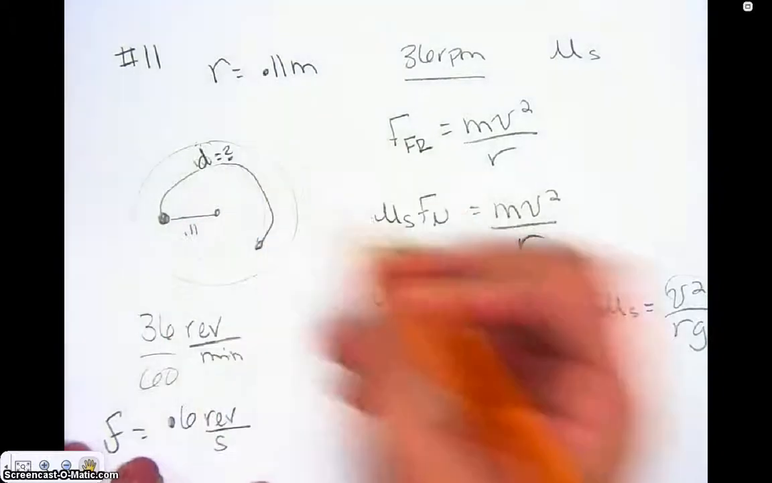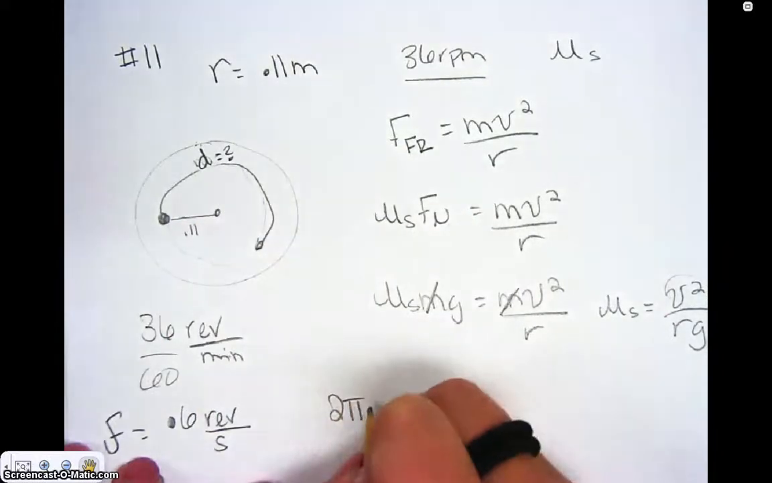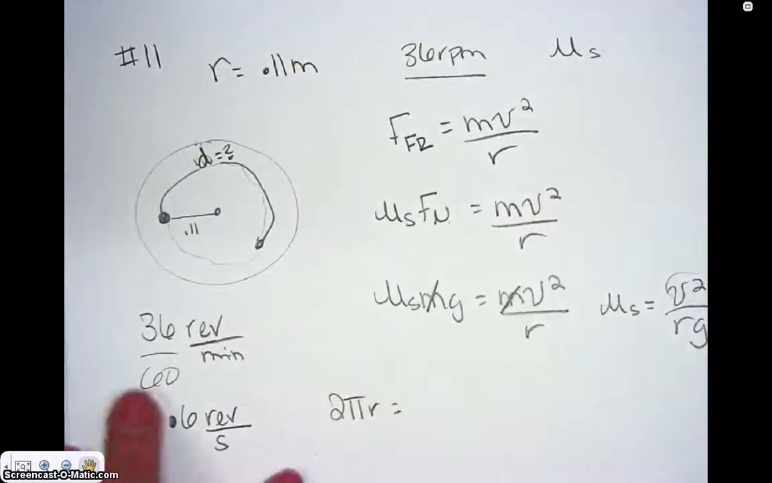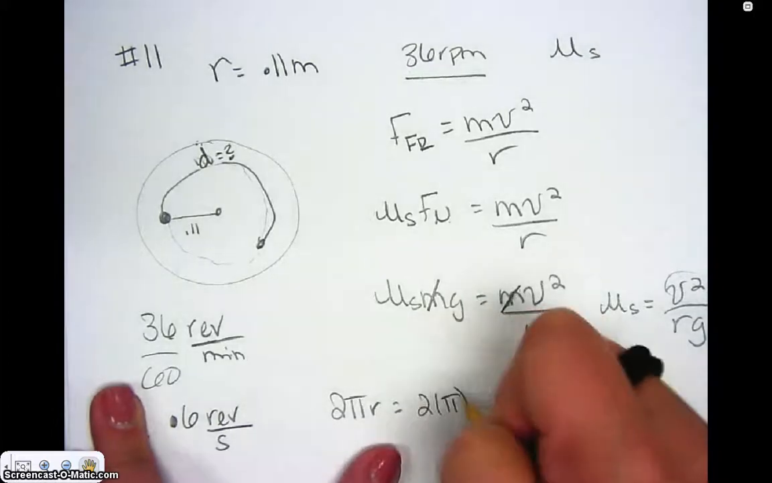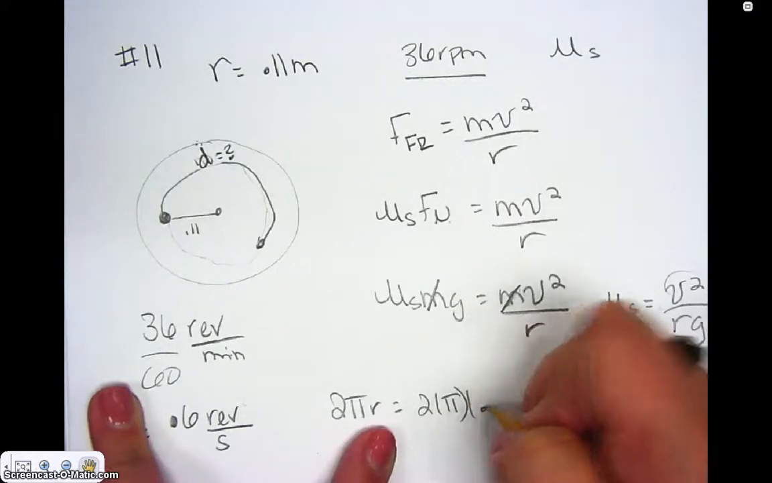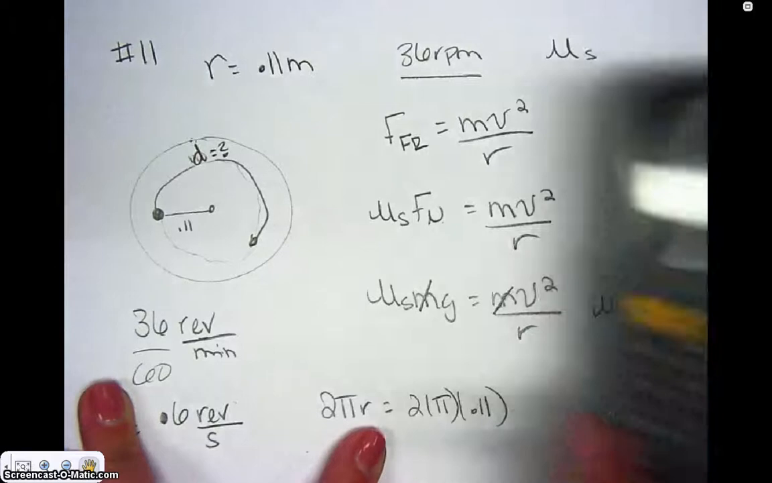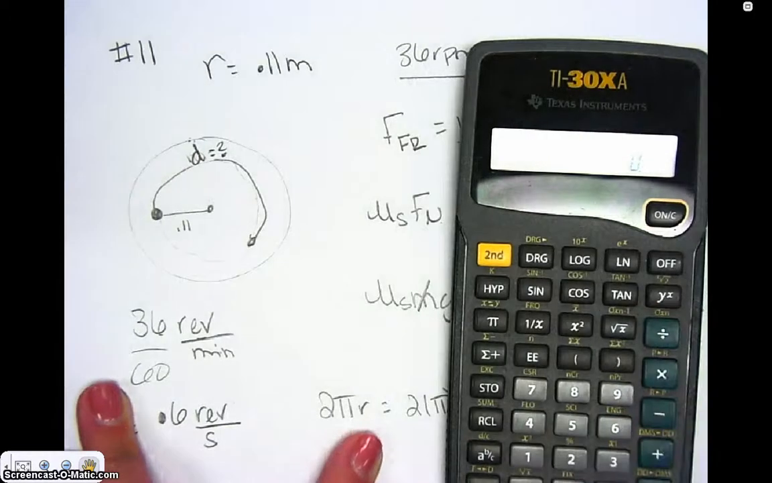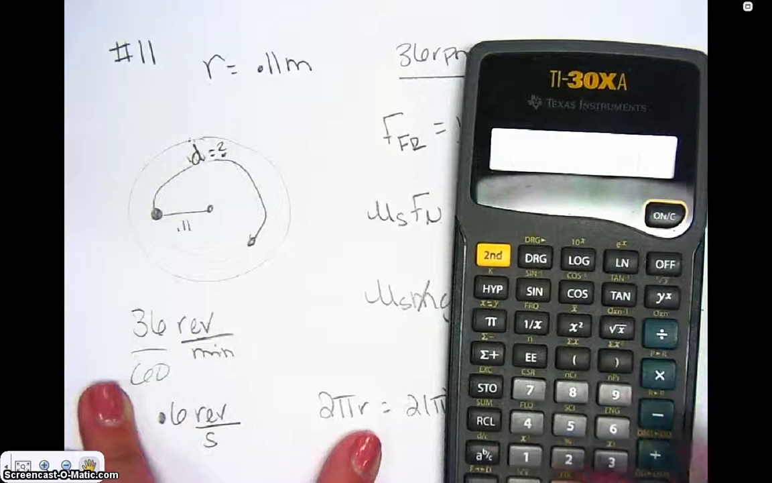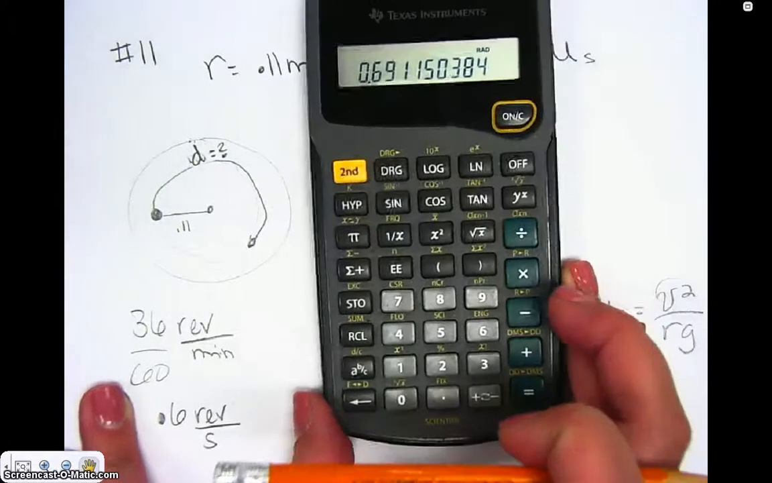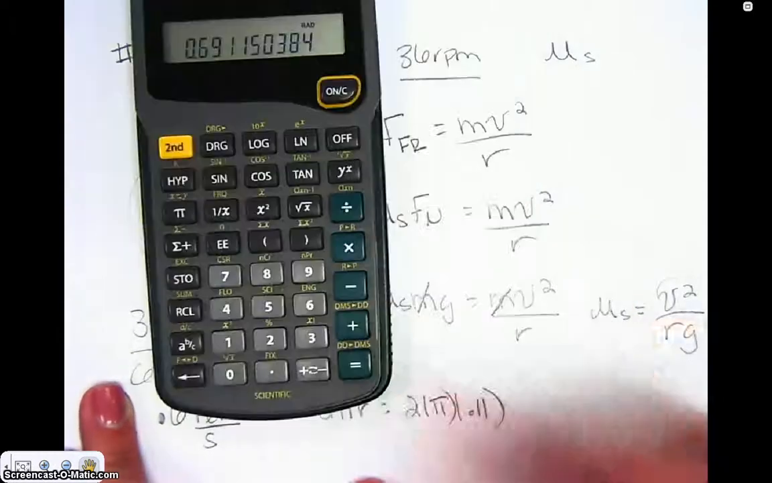So 2 pi r is how we find the circumference of a circle, or the distance around the outside of a circle. So it's going to be 2 times pi times 0.11. Okay, so on this calculator, where's pi? There it is. Pi times 2 times 0.11. So all the way around the circle, the entire circumference is 0.69.